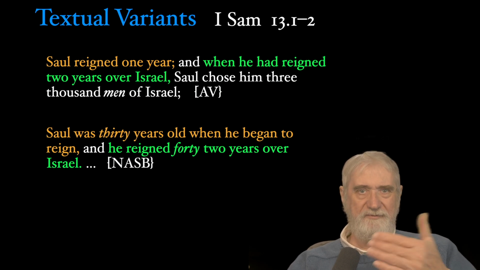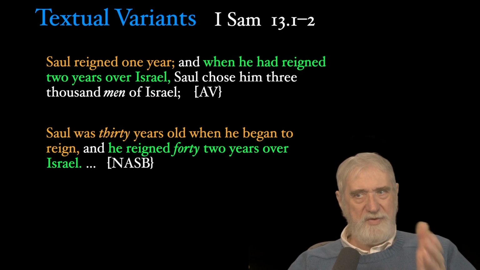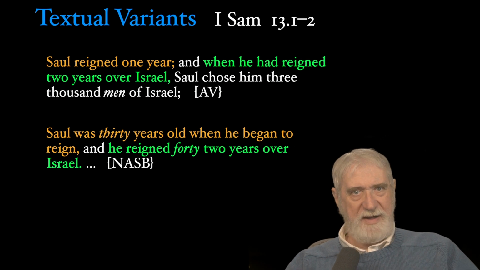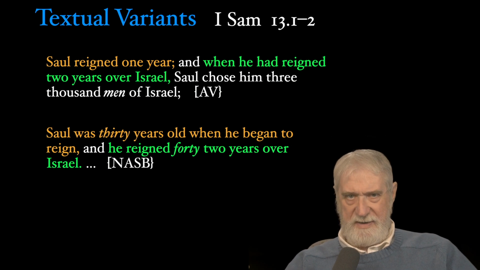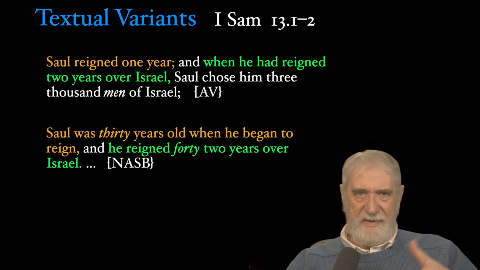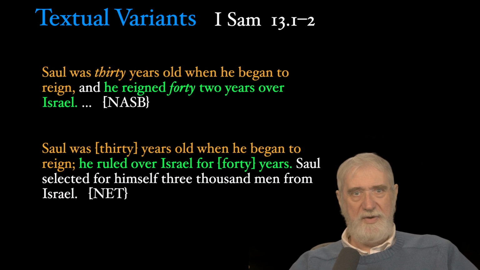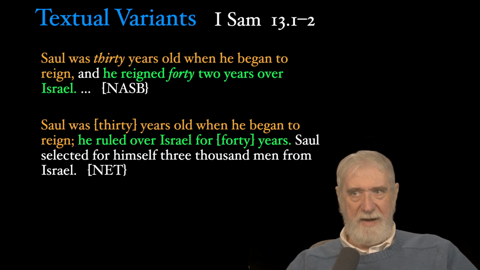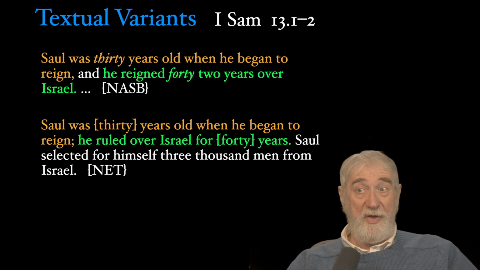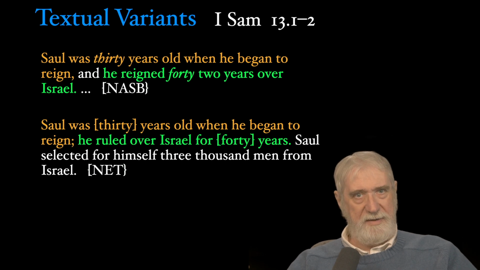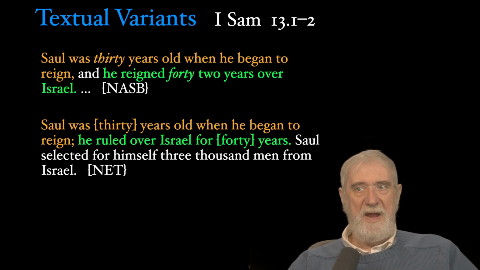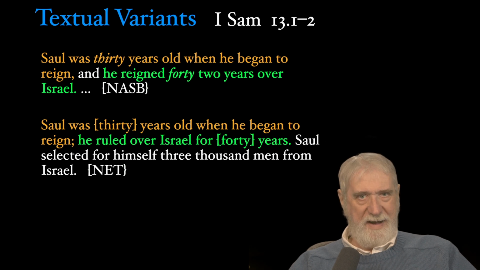Notice that they've put the words 30 and 40 in italics to indicate that they're not actually in the text, but they have supplied what they think is missing in the text in this case. Same way if we look at the New English Translation, the Net Bible. They say "Saul was 30 years old when he began to reign," and notice they have 30 in brackets, "and he ruled over Israel 40 years." And here they put the word 40 in brackets.